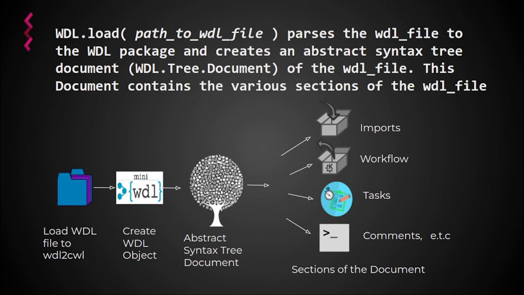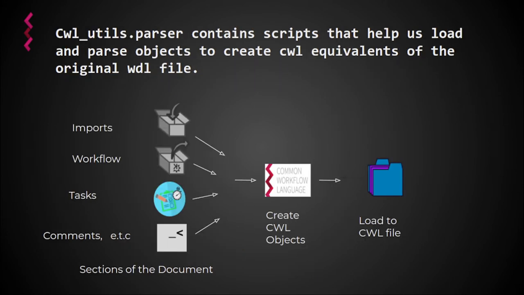Passing a WDL file path to the WDL load method parses the WDL file and returns an abstract syntax tree document that contains the various sections of the WDL file. This includes the various imports, workflows, tasks, comments, and more. These sections are then handled individually and passed to the CWL Utils parser to create a CWL document and returned to a CWL file or standard out.